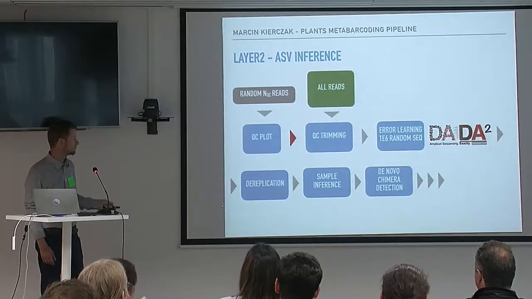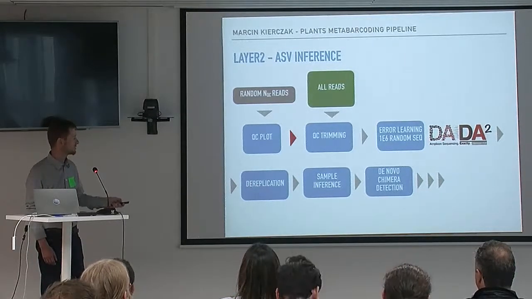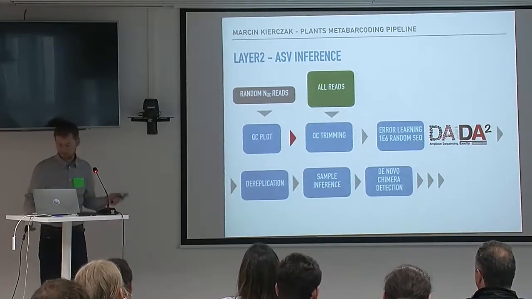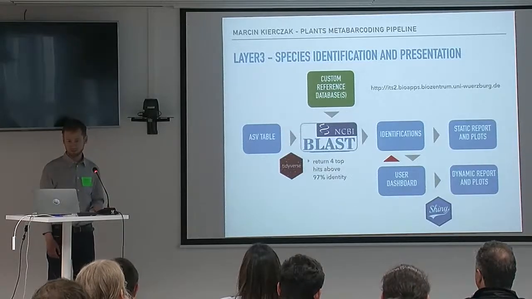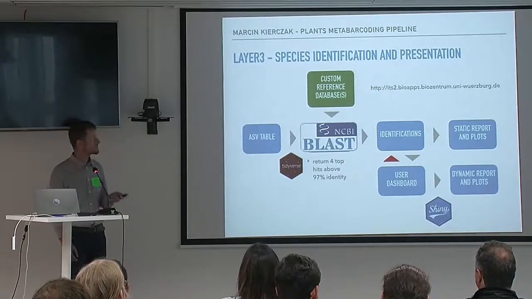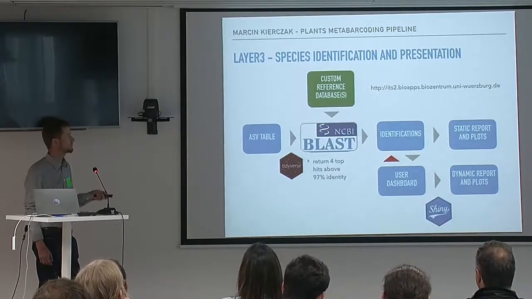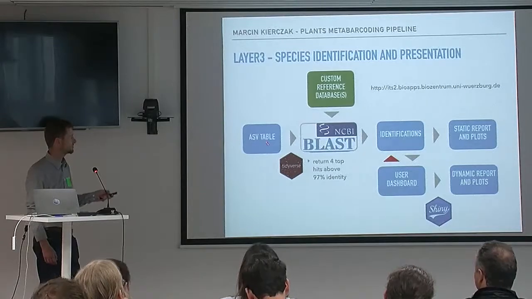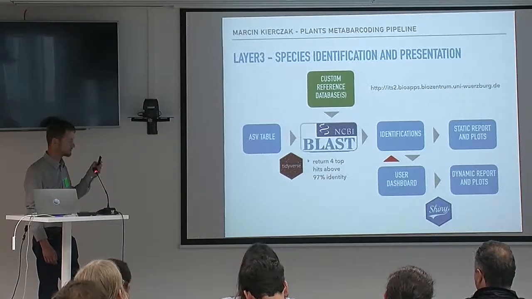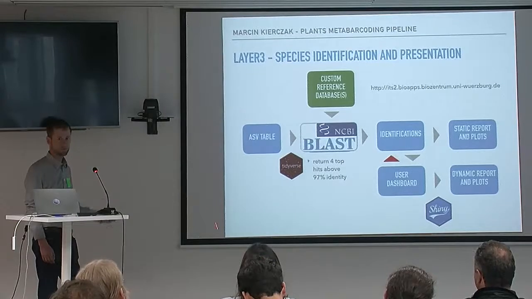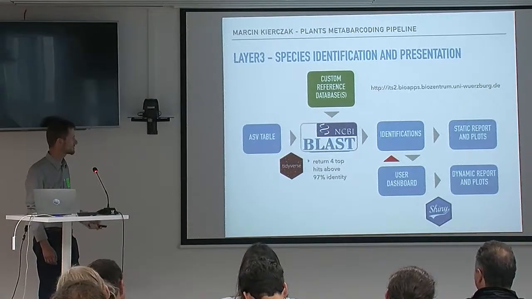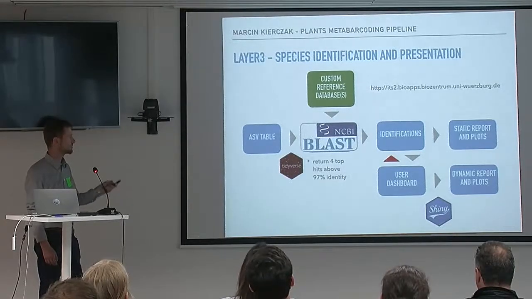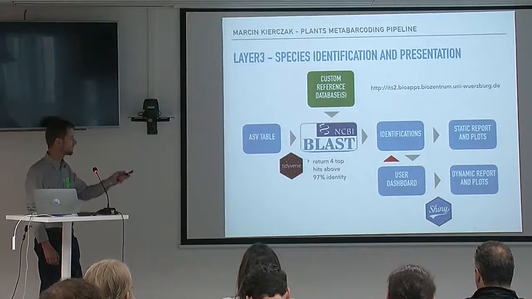Once this is done, we dereplicate our reads, and then we do sample inference and de novo chimera detection, and we proceed to the next step. And this is the species identification and presentation. So we have this ASV table, similar to an OTU table. In the rows you have the identified amplicon sequence variants, and then you have products as your columns, and you have the number of reads supporting every ASV per product.